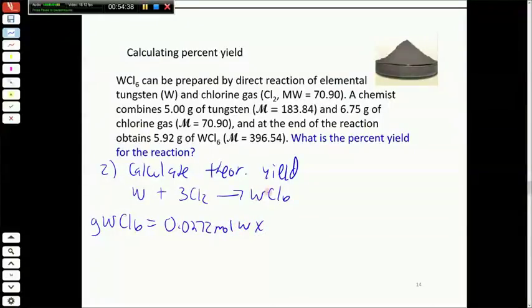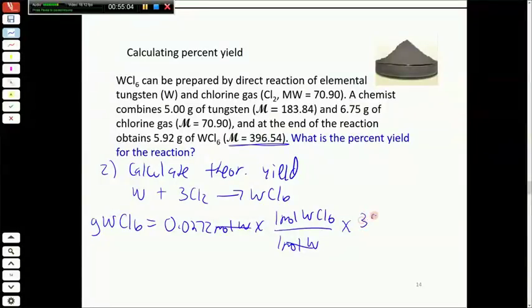I'm going to calculate the amount of product that forms. That's going to be a 1-to-1 mole ratio. So 1 mole of WCl6 forms for every 1 mole of tungsten. That's because they both have coefficients of 1. And then we're going to use the molar mass. I didn't give those to you before, they're here. We're going to use the molar mass that's given to us for WCl6, 396.54. Convert that into grams.